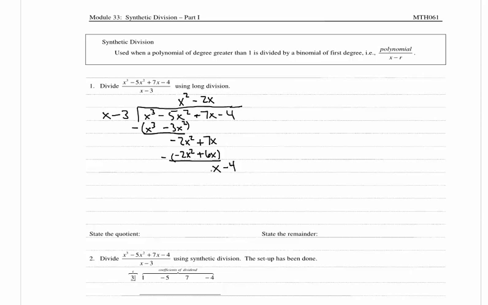And now x divided by x is 1. So we're going to have plus 1. 1 times x is x. 1 times negative 3 is negative 3. And now we're going to subtract. x minus x is 0. Negative 4 minus negative 3 is negative 1. So our quotient is x squared minus 2x plus 1, and our remainder is negative 1.